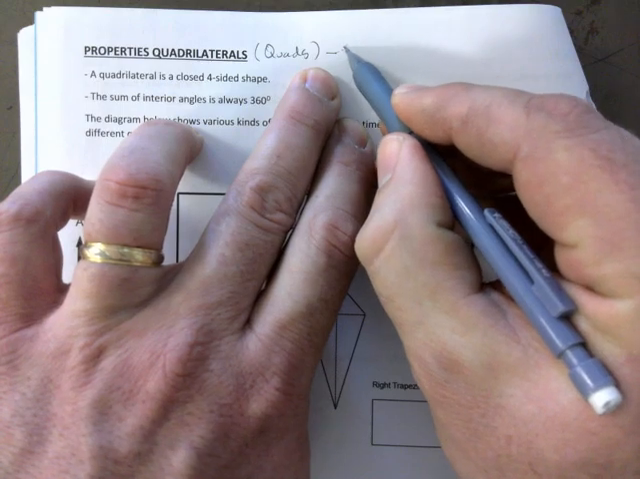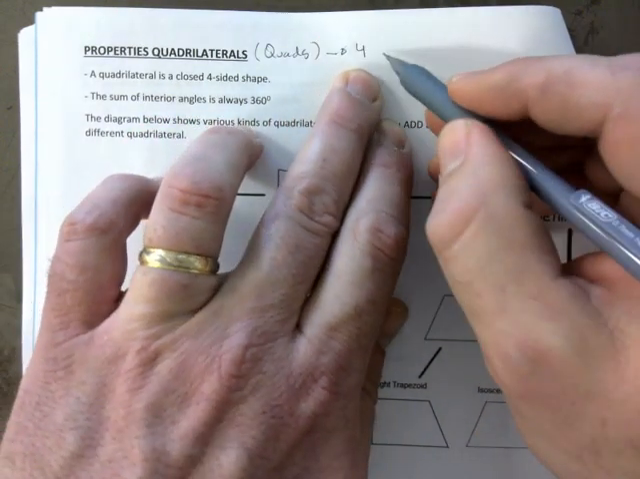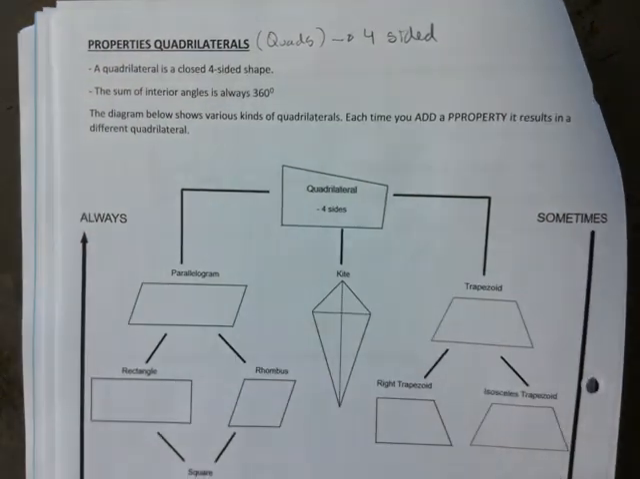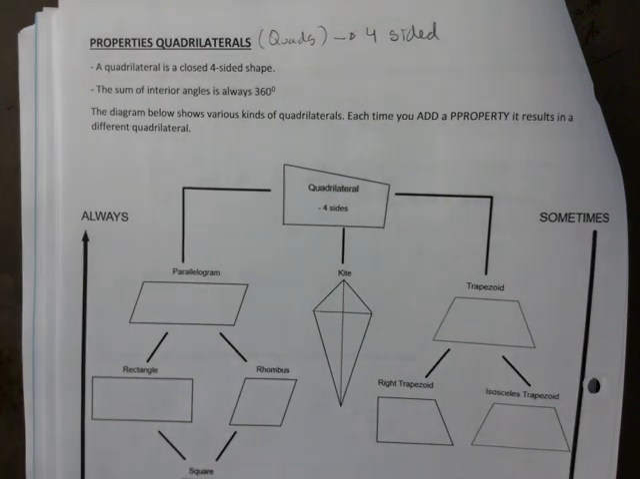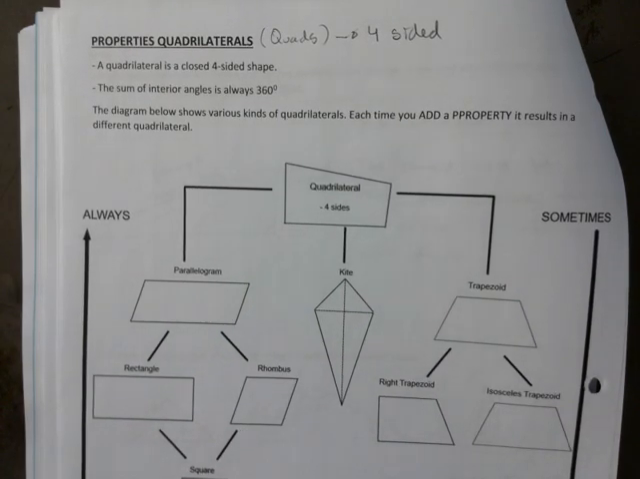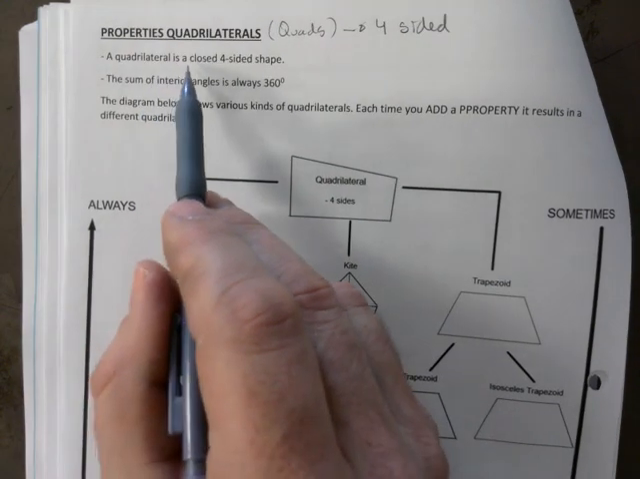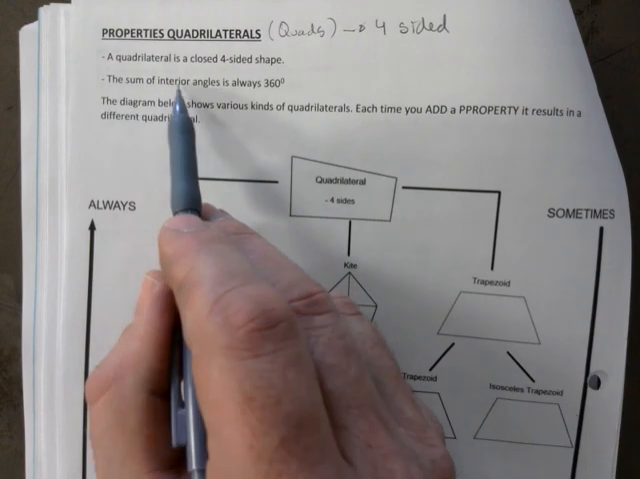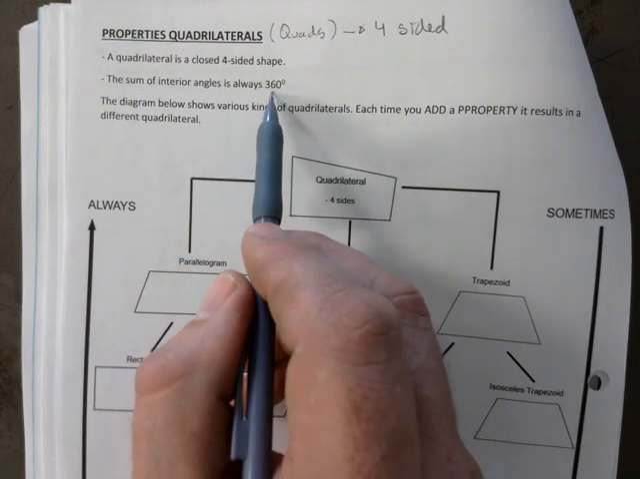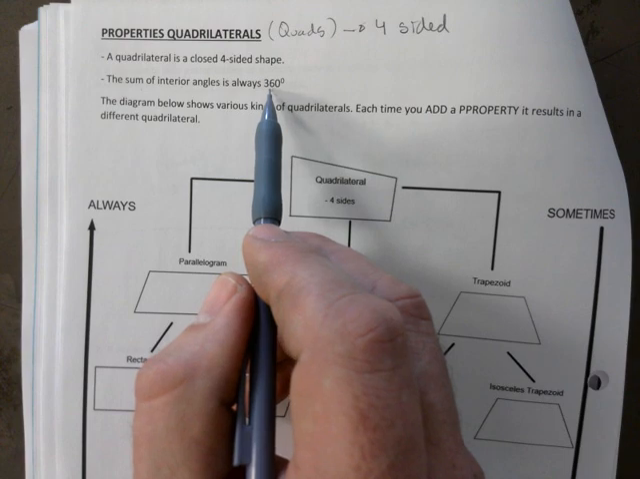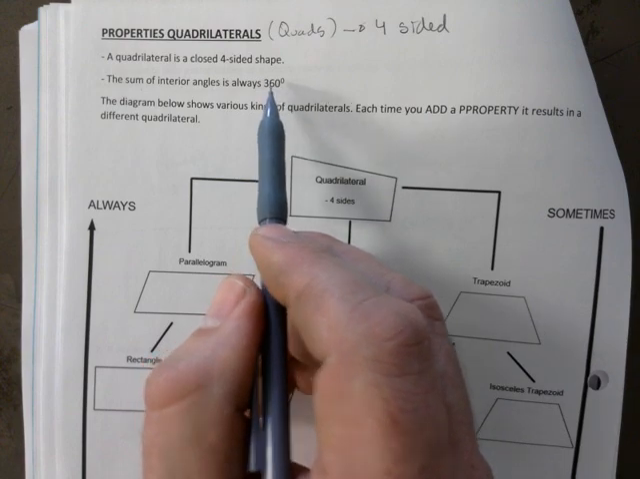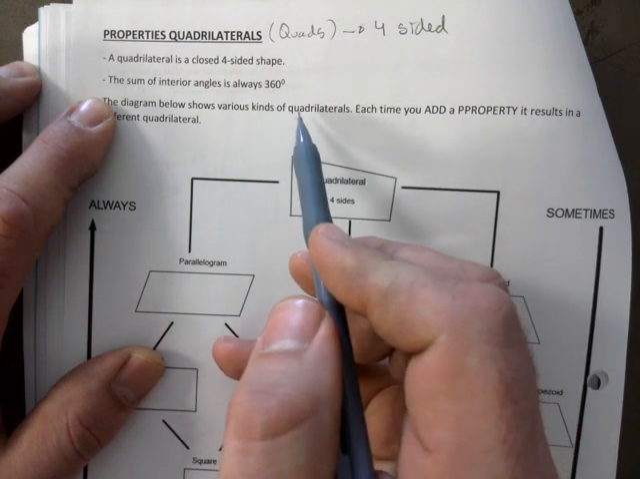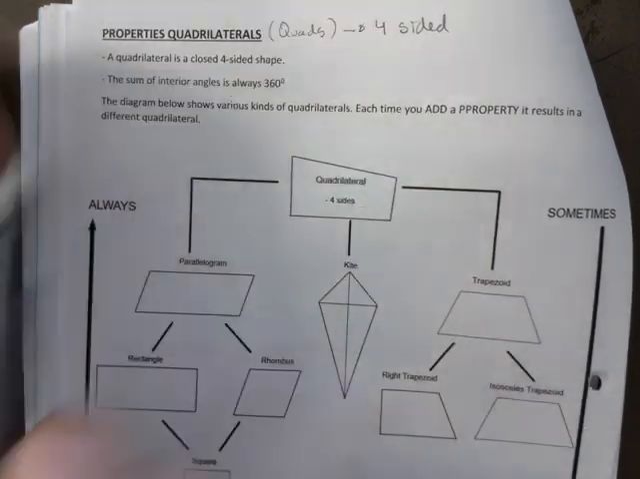Quads, that means four-sided. Do you have your notes? No? Four-sided. A quadrilateral is a closed four-sided shape. No news there. The sum of interior angles is always 360. Think of your square, 90, 90, 90, right? That's like my go-to, but for a rectangle, it's 90 on all four angles. So it's always 360. Even if you were to change them, it's always 360.